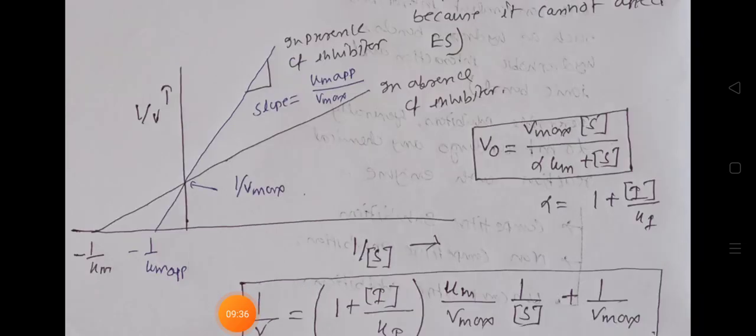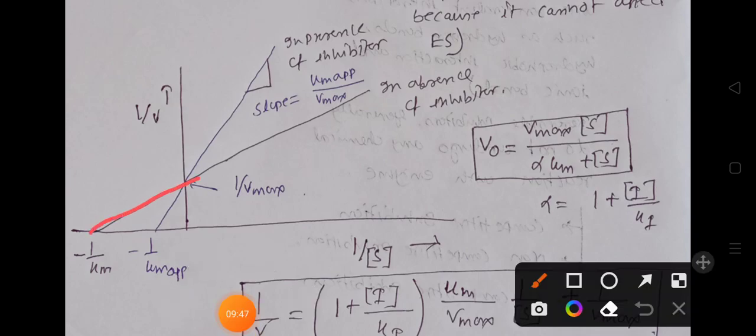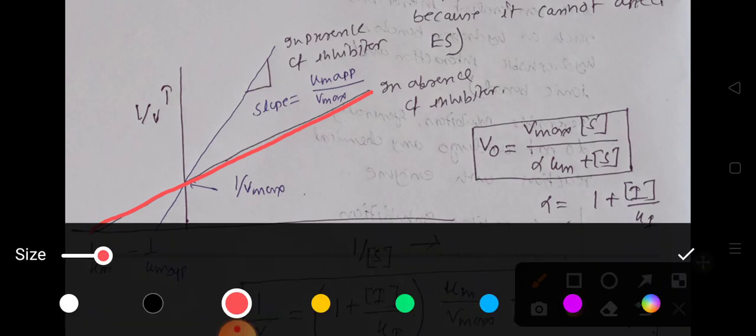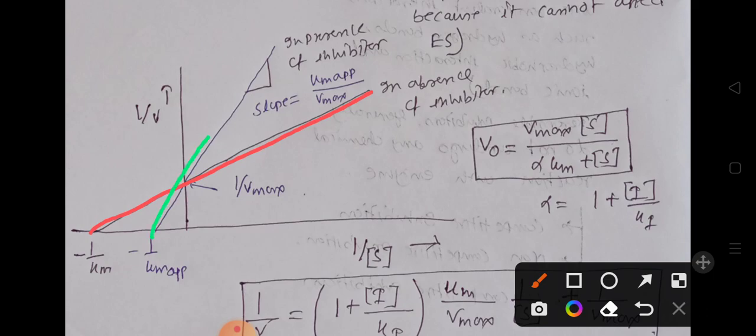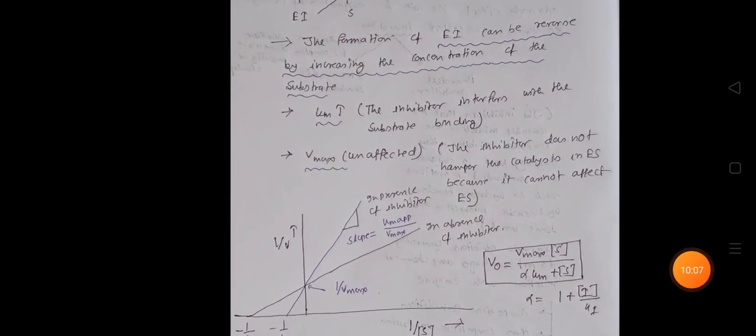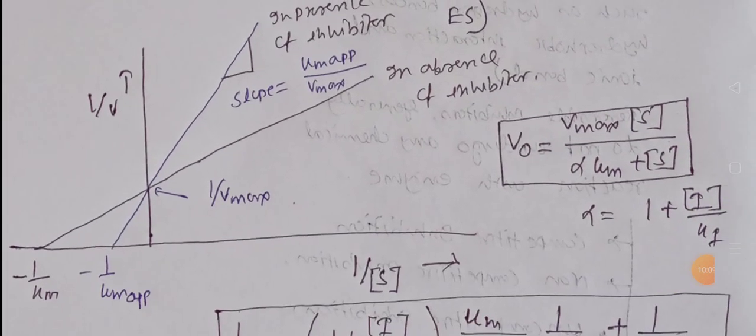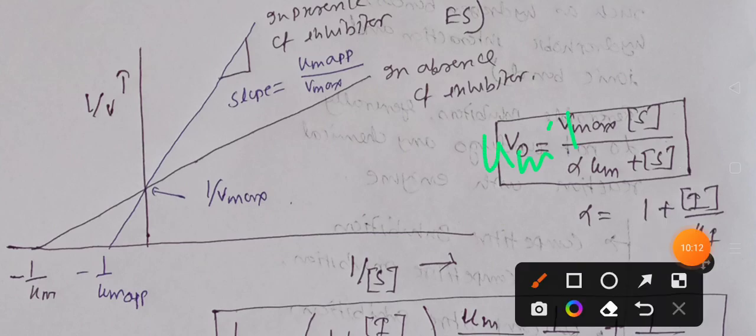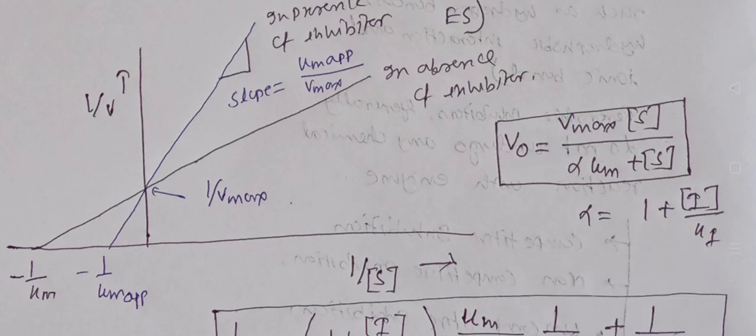So now we are going to analyze the Lineweaver-Burk plot graph for competitive inhibition. Here you can see the black line is for the normal reaction where inhibitor is not present, and here I am marking it with the green line for when inhibitor is present. Now, how can you understand? Remember what I have told you: during competitive inhibition, Km will increase and Vmax will remain unchanged. Right?